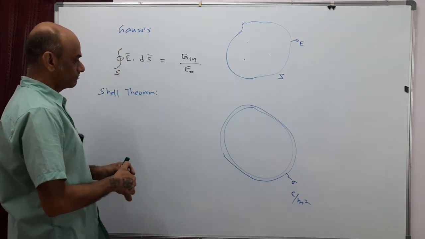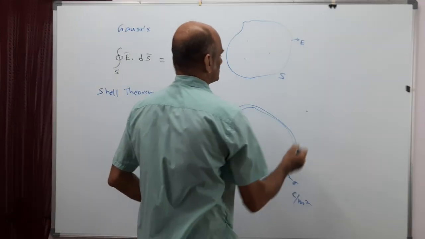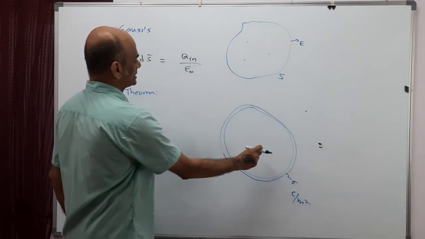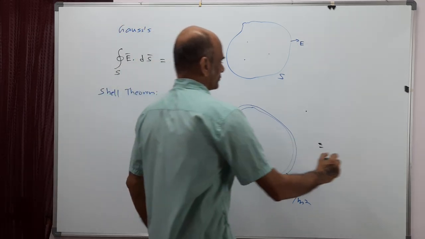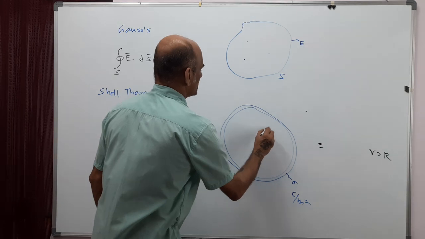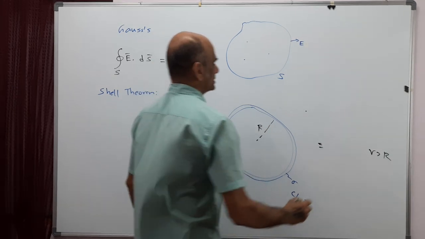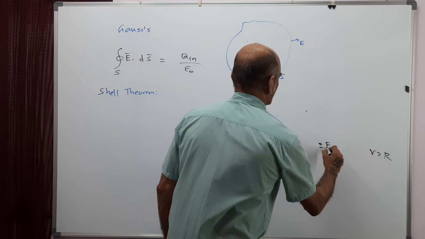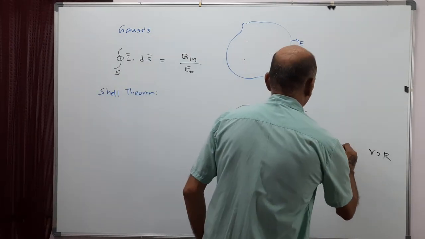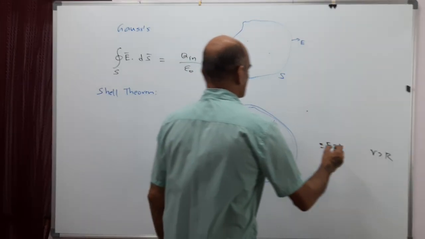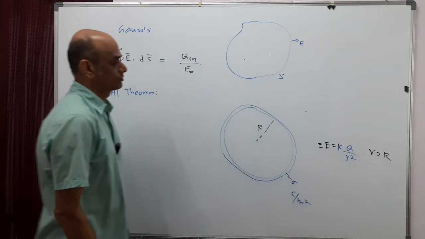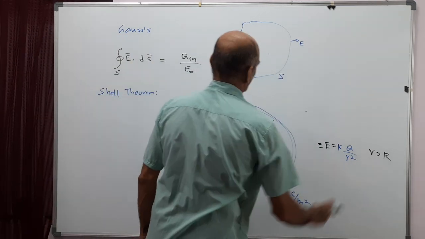So for this shell, to find electric field at a point outside, we can assume as if the full charge is concentrated as a point charge in the middle. So for points outside, where R is the radius of this shell, the electric field is given as 1 by 4 pi epsilon naught, that's K, into the total charge of the shell, Q, by the distance square, r square. This is for r greater than R, that's outside of the shell.